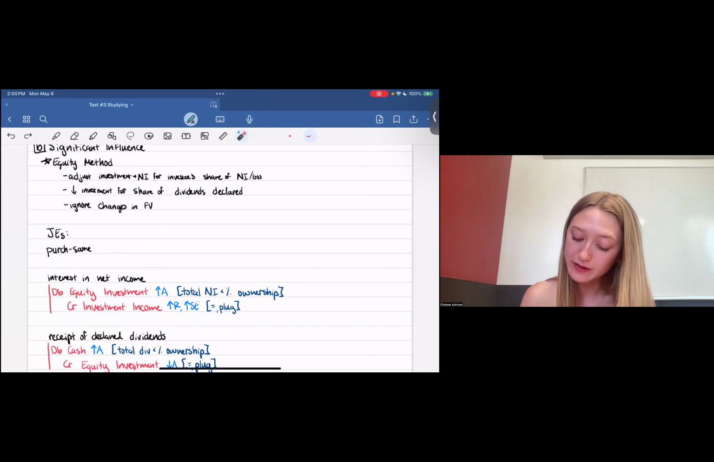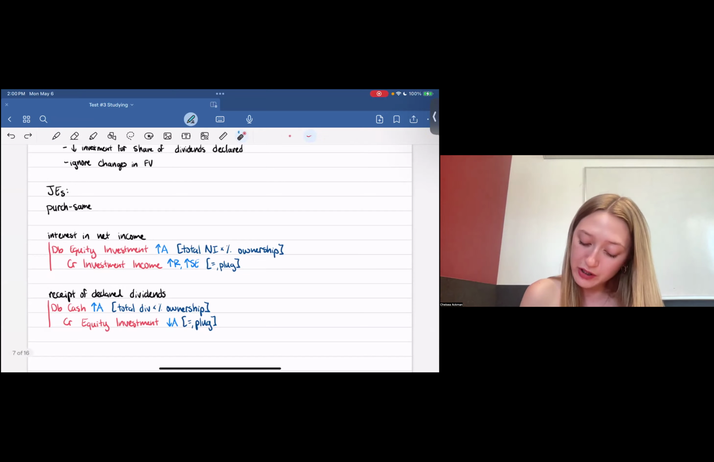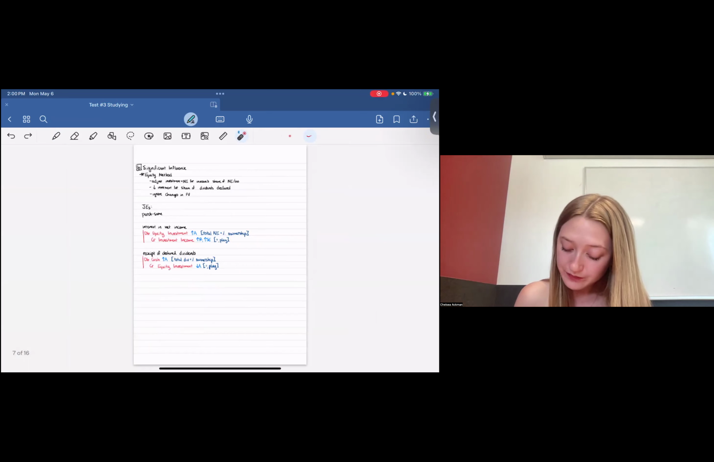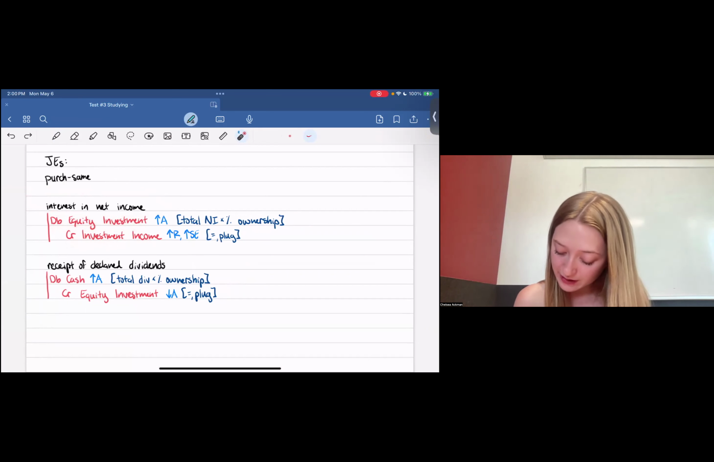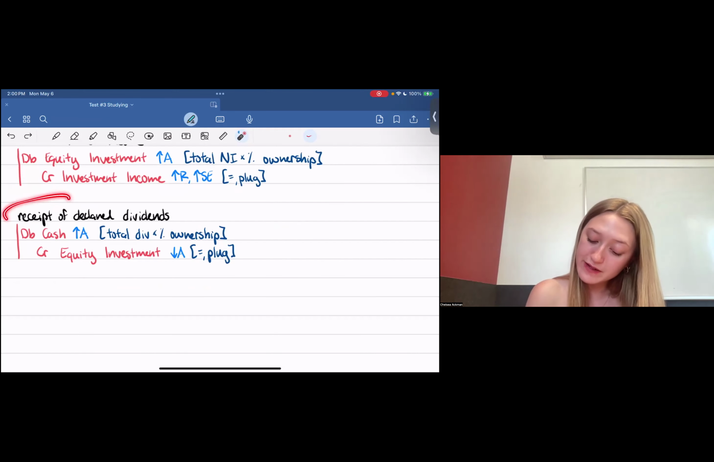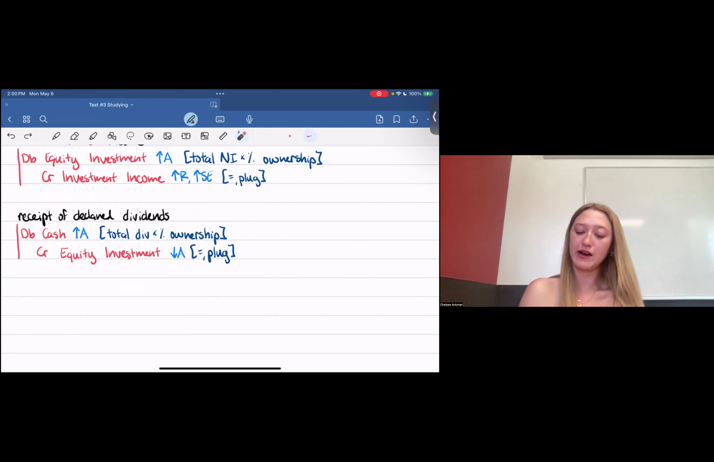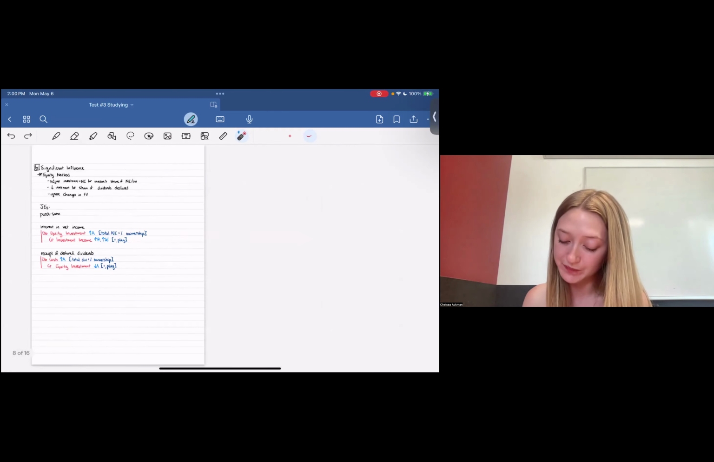And then for significant influence, again, looking at the equity method, the purchase is the same, so we're going to debit our equity investment and credit cash. But for our share of net income, we debit our equity investment and credit investment income. That's the total net income times the percent ownership. And then for dividends, we're going to debit cash and credit our equity investment so that the amount of our equity investment goes down, and that's the total dividend times our percent ownership.